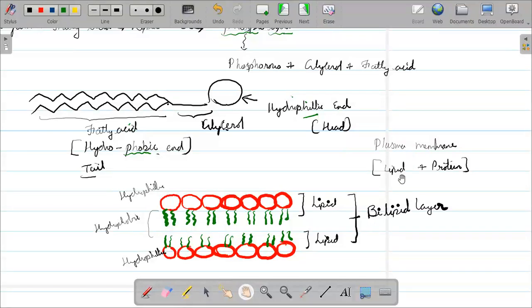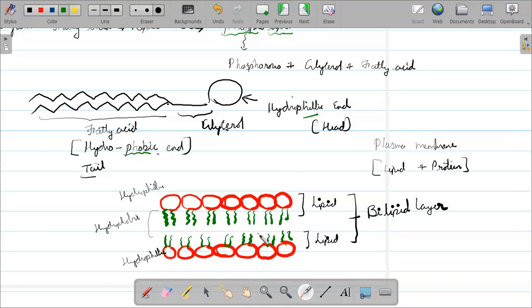Plasma membrane is made up of lipid and protein. These lipids are called bilipid. Why bilipid? The two lipids are arranged in the form of layers. This is layer number 1. This is layer number 2. The round part I have given you is actually glycerol, and the green color in a tail form is your fatty acids. So the head is projected outside, and the tails, which are hydrophobic, are projected inside the cell membrane. This is how the organization of a cell membrane is.